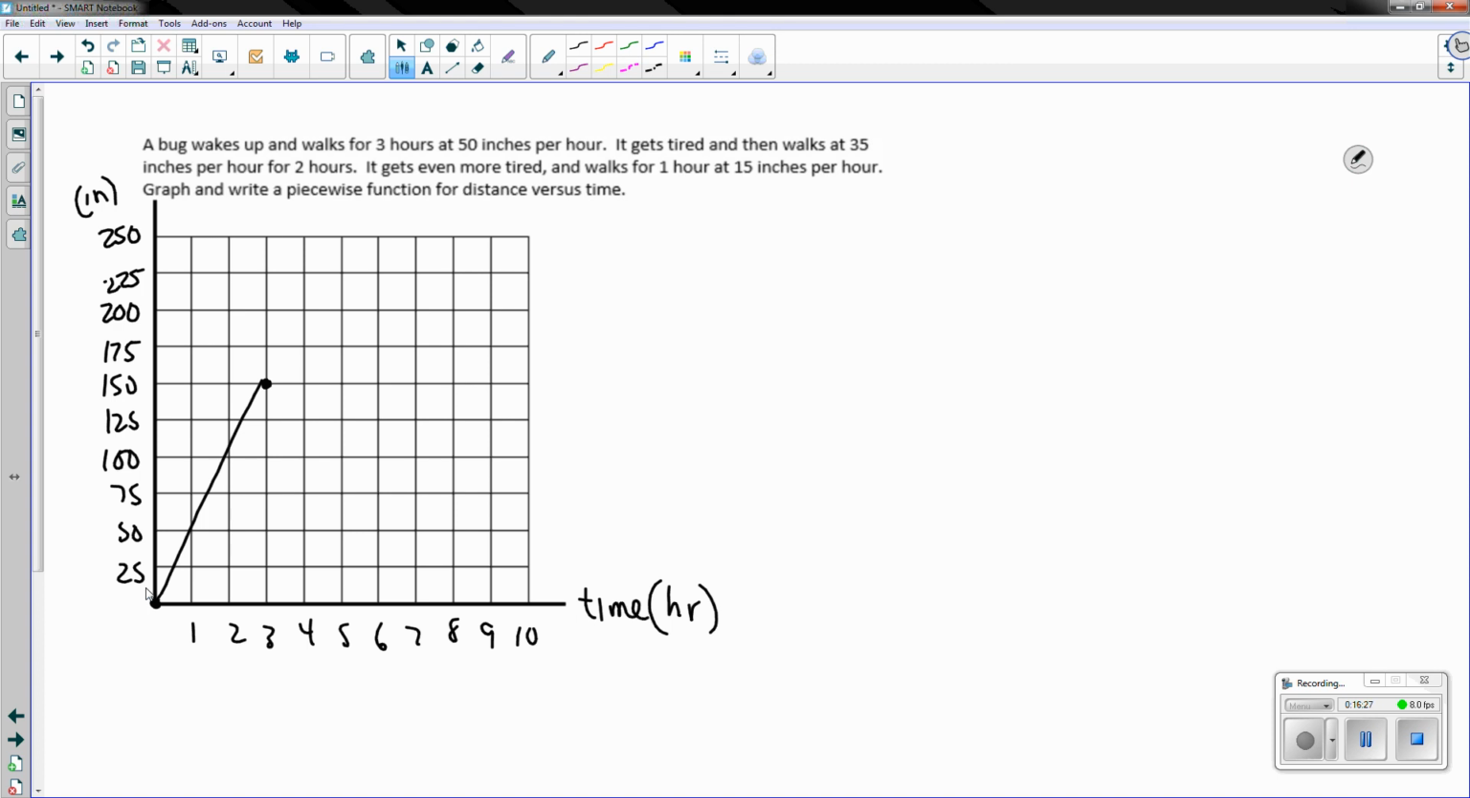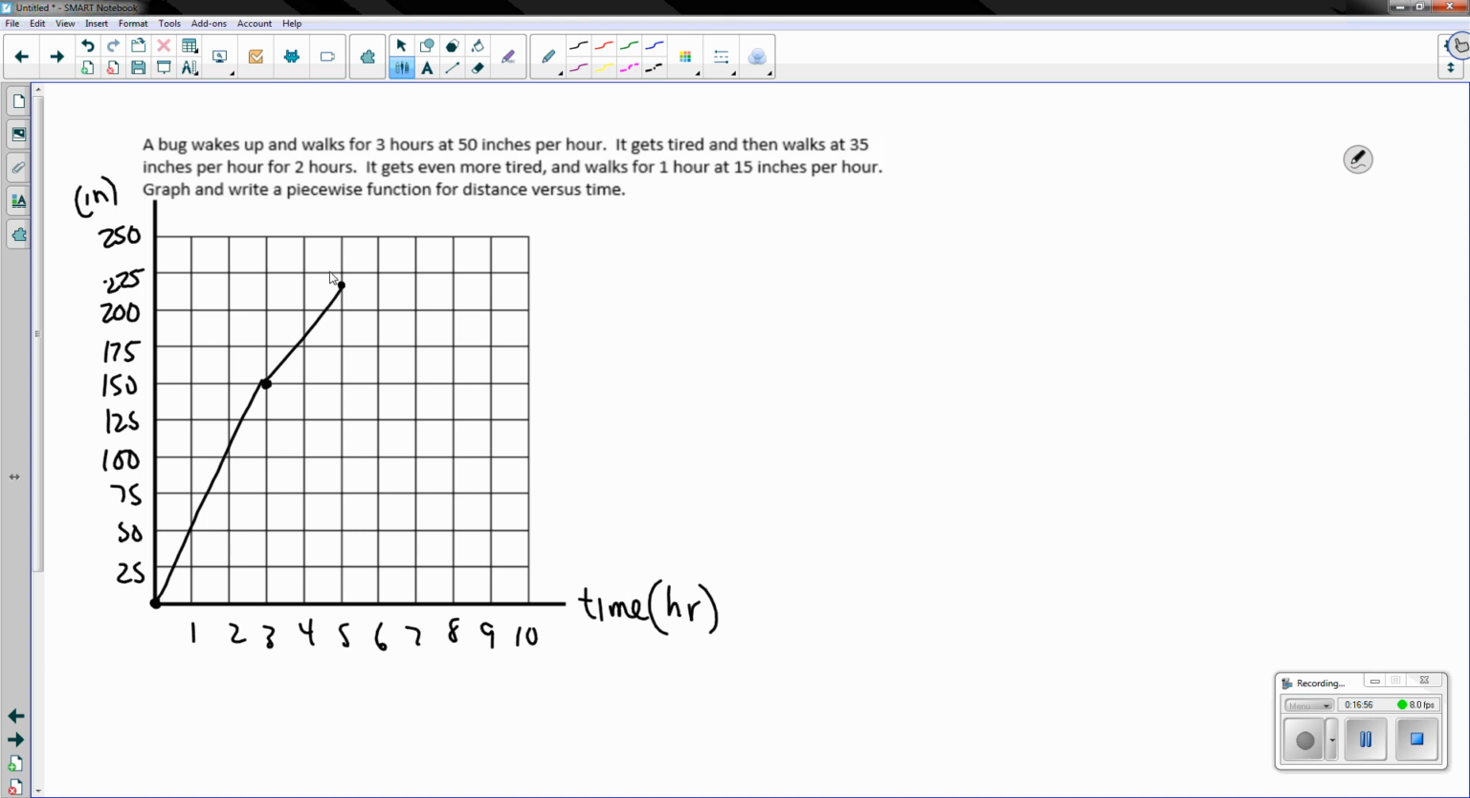Then, for the next 2 hours, we're going an additional 70 inches. So it's not that we're going to start back at 0, 0 and draw another one from 0 to 2. We're going to tack on that new time. So starting at 3 hours, we're going over to 5 hours. We're going to go another 70, so we're going to go up to 220. So 5, 220 is our new point. We're just going to ballpark this. So that will show that we've gone.